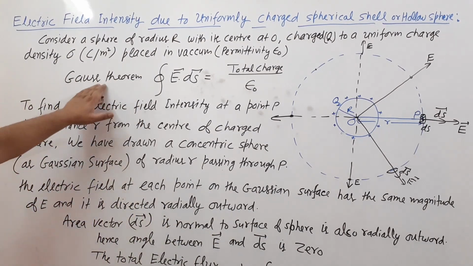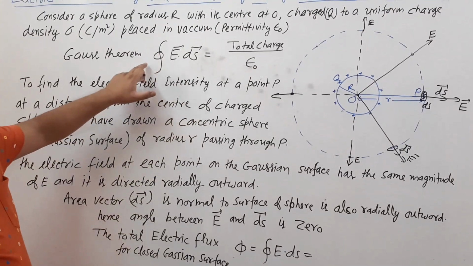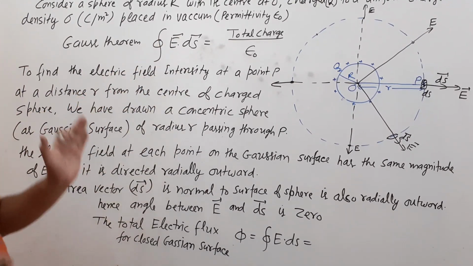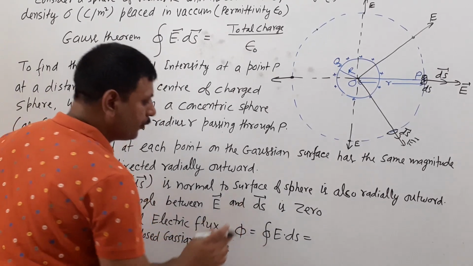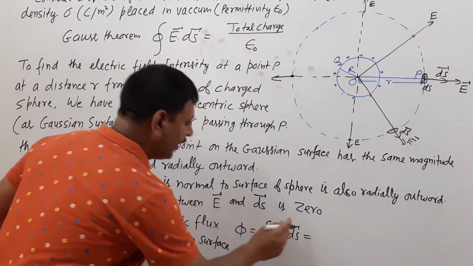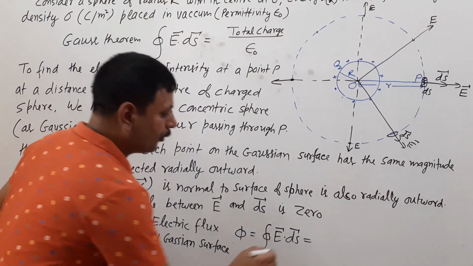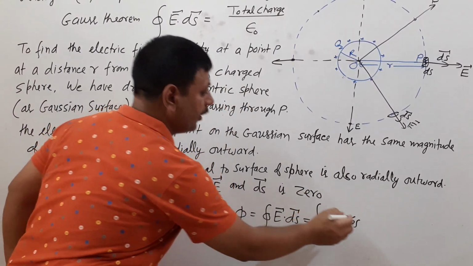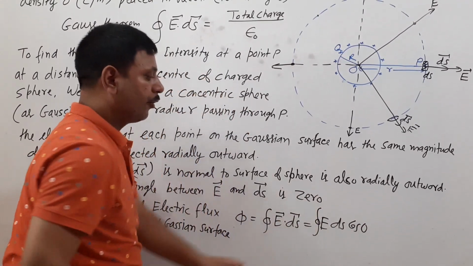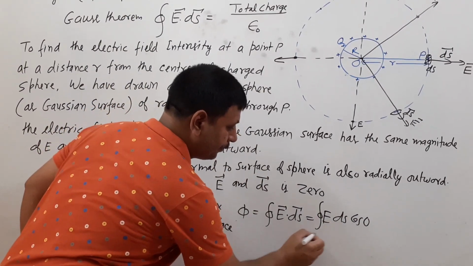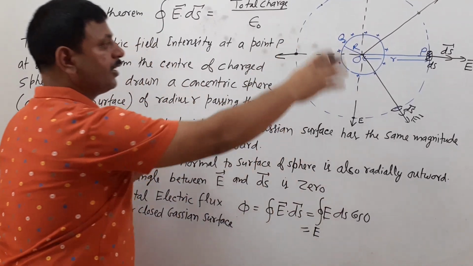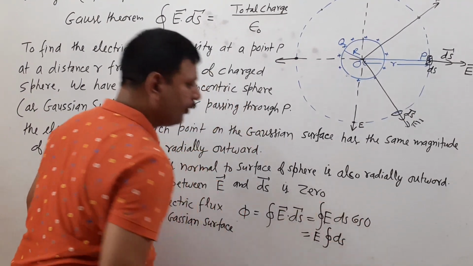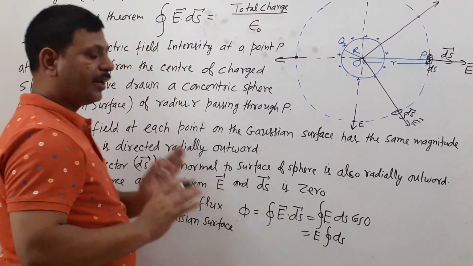What will be the total electric flux? As you have seen, the left hand side of Gauss theorem is the total electric flux, E dot ds, for the closed Gaussian surface. So what will be E dot ds? E dot ds is equal to E ds cos 0. Cos 0 is 1. E is constant at every point, so E we can take out.